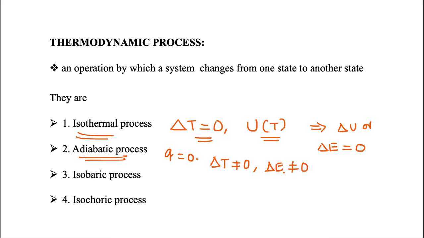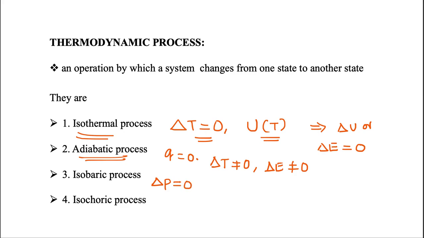This is the adiabatic process. And there is another process, the isobaric process, where the pressure of the system is kept constant throughout the operation of the system reaching from one state to another state. So here delta P is equal to 0.